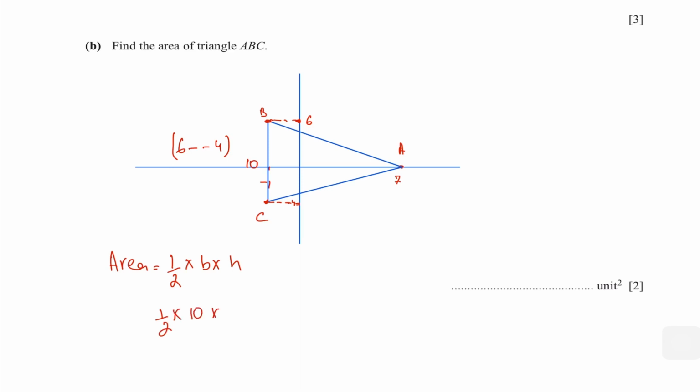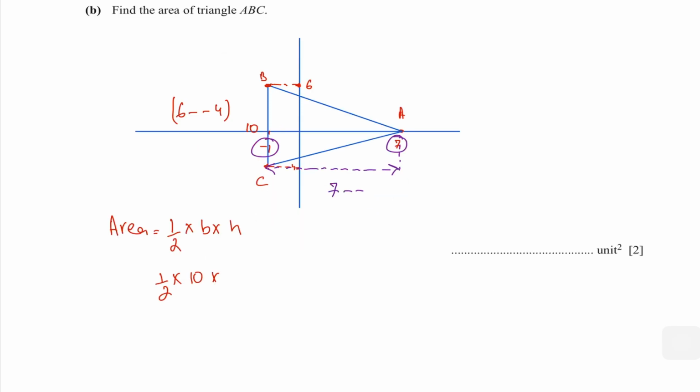Now if I want to work out the height, let me show you what my height is going to be. This length right here is going to be my height. So let's see, this value is 7 and this value is minus 1. So 7 minus minus 1, which is equal to 8, is going to be my height.